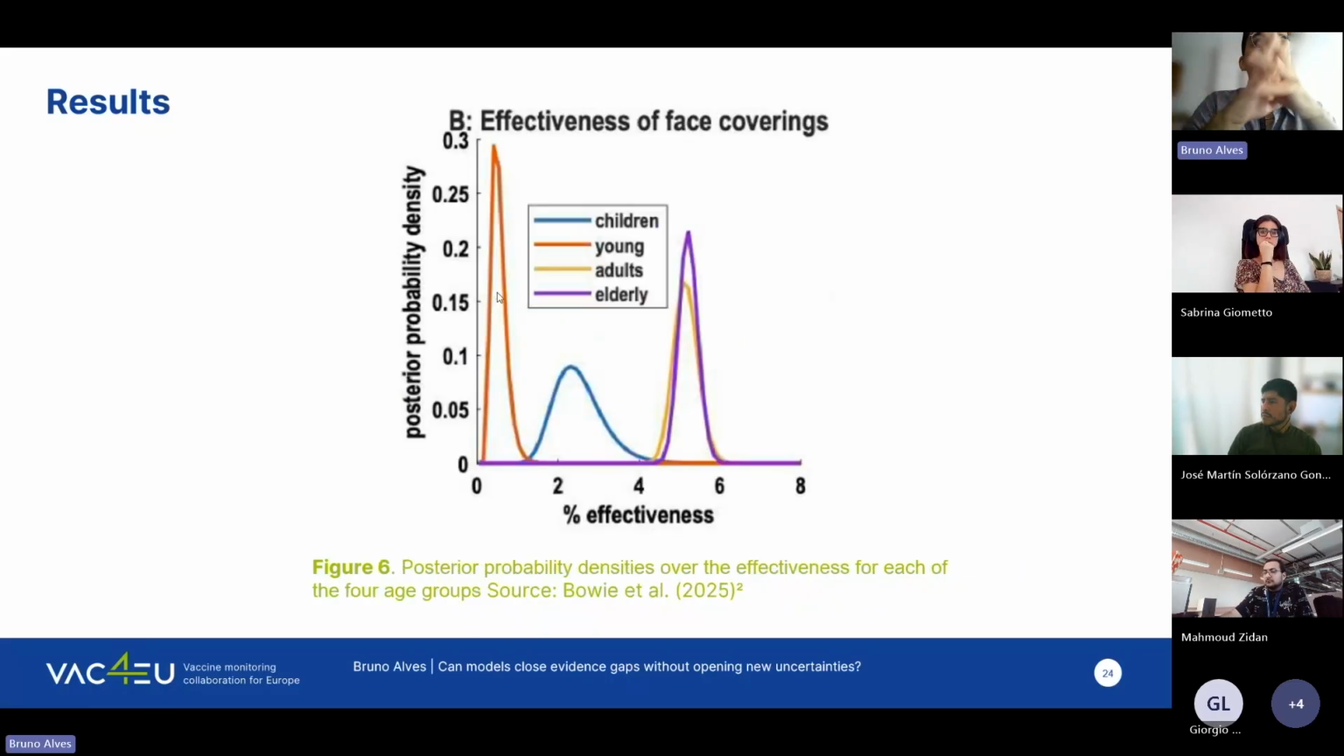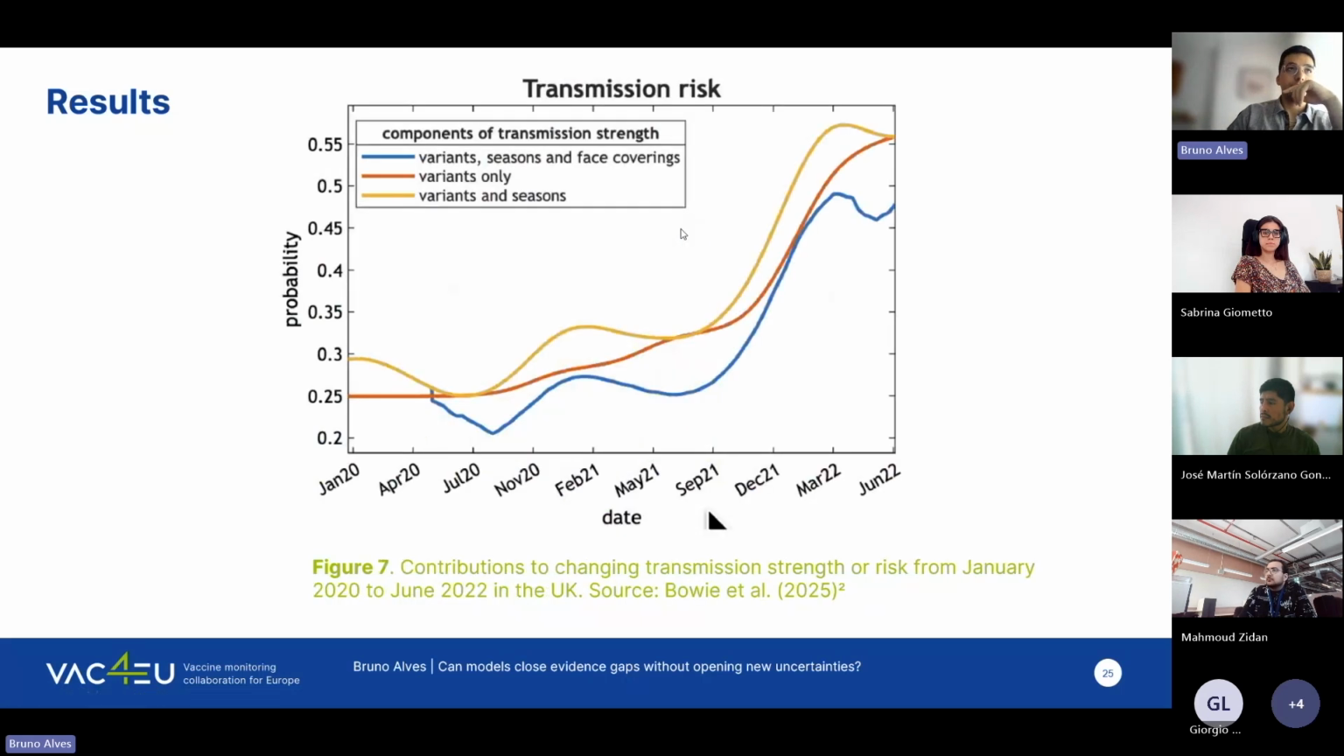This is the main result from this study, the effectiveness of face coverings. The points where the posterior probability density is higher are the most probable points for that age group. So, for instance, when we look at this young adult group, we have here the highest posterior probability density, which means that most probably the effectiveness in this age group is near 0. But for adults and elderly adults, it's near 5% effectiveness in these age groups.